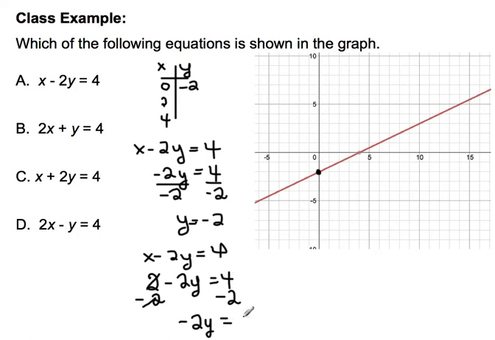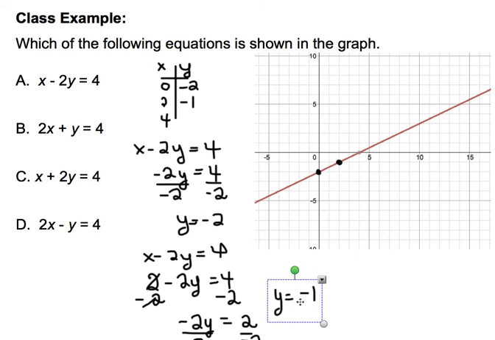And this is equal to 4 minus 2, so I get 2 there. I have to divide by -2 now. So y is equal to -1. So when x is equal to 2, y is equal to -1. Wow, okay. Did I ever luck out?